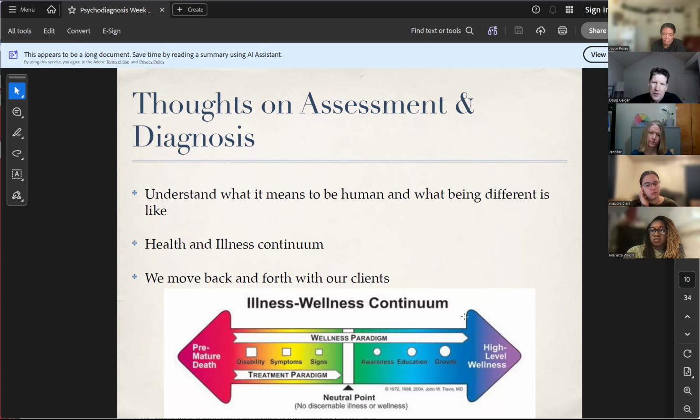Okay. Understand what it means to be human, what being different is like. What I was looking at here is the illness-wellness continuum. What you're looking at is we're always trying to move people to the right here, into wellness. When a person has some form of disability, there are symptoms and signs. Once we understand these symptoms and signs, we can look through the DSM for what type of issue is going on with them at that time. Then we have awareness, and we can educate ourselves as well as the client sitting in front of us. That's where the education comes in. And when there's treatment, then there's growth. If they're following the treatment plan, then they can grow in that and overcome.